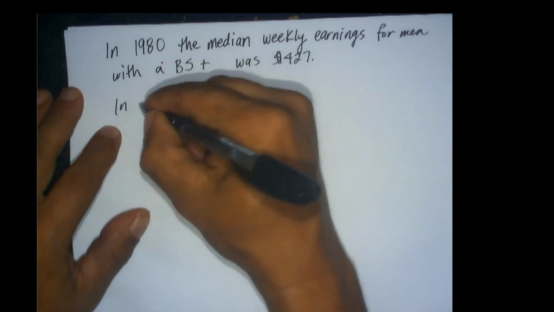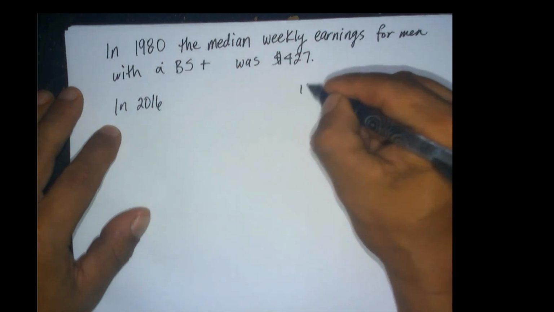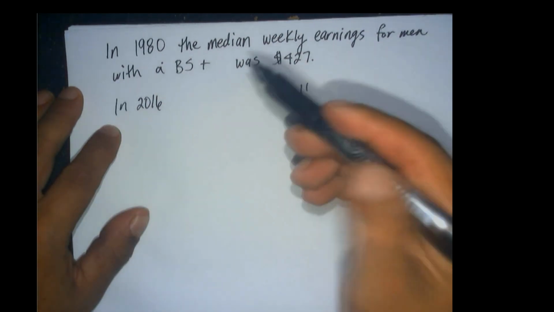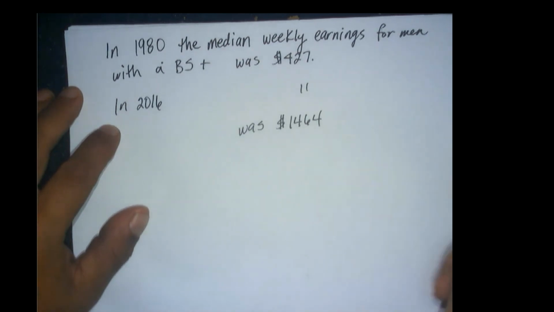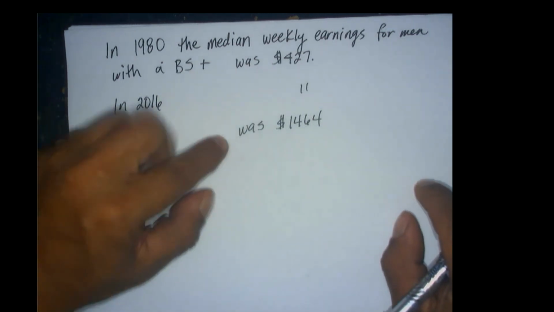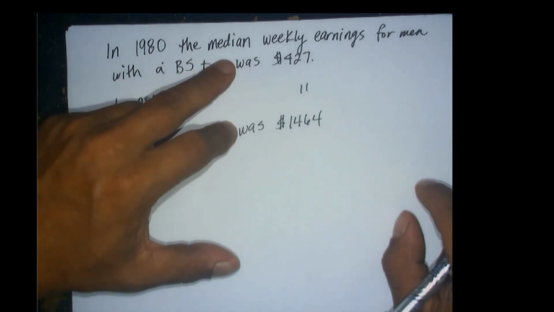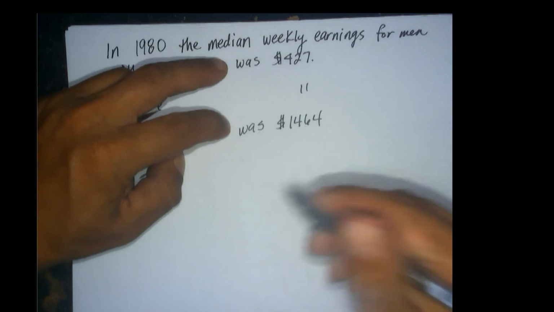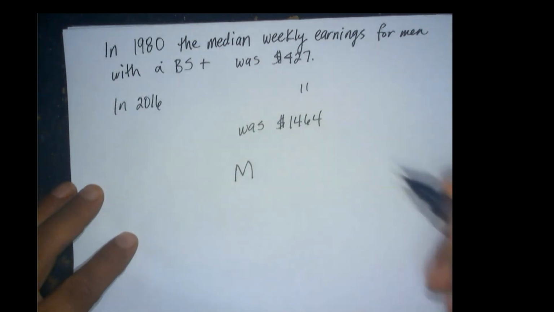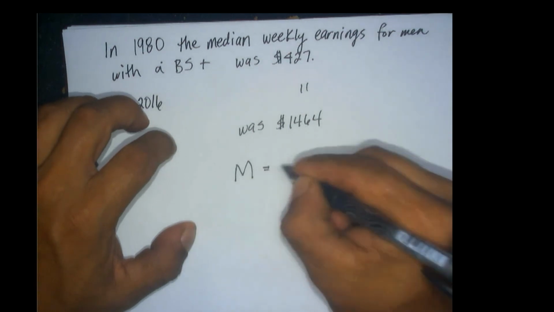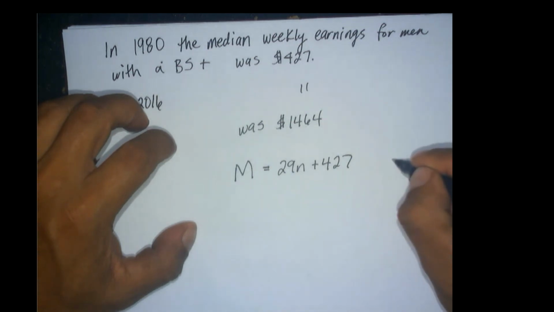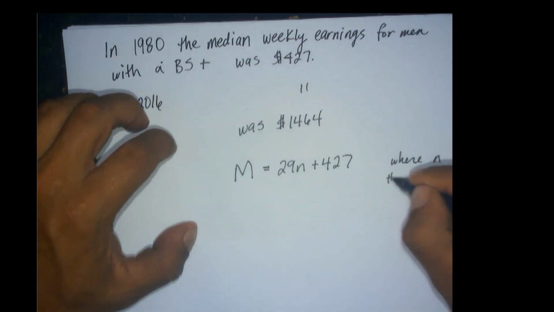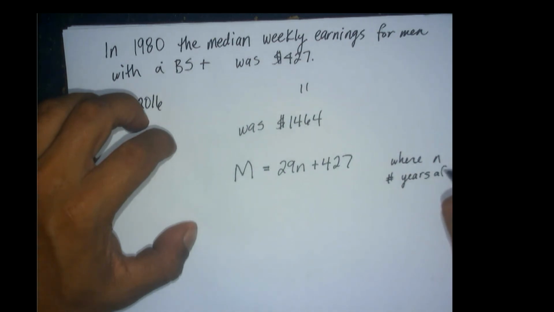Okay. In 2016, the median early, I'm not going to write all this again, was 1,464. So people sat down and modeled this. It's modeled linearly, and we're going to learn how to do that later, but not yet. So if we model this, we get the formula M, which is the median earning, is equal to 29N plus 427, where N is the number of years after 1980.